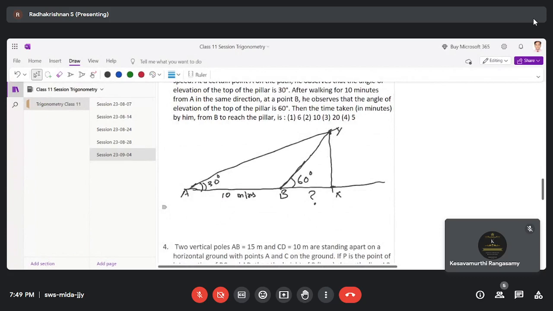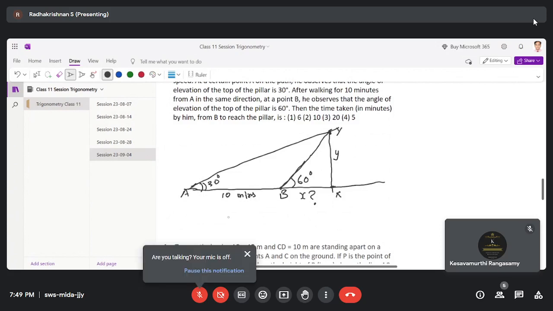Let us say this is your X. Okay, and this is Y. So we can take 10 minutes equal to 10 meters also. The uniform speed, right? So treat it like that. So assuming he travels 1 meter per minute. So please try for some time. Write down tan 30 degree, tan 60 degree, and from that you see if you can solve for X.